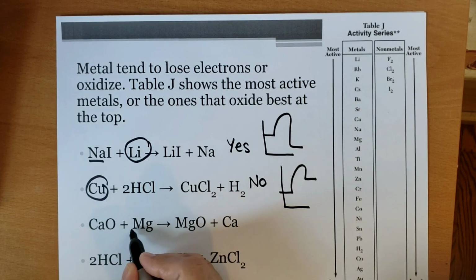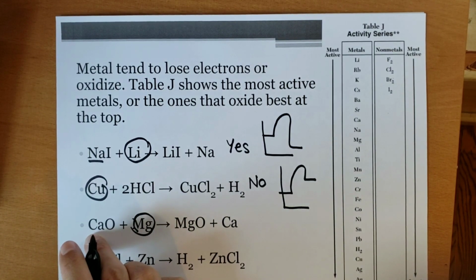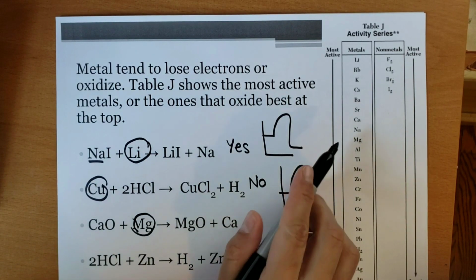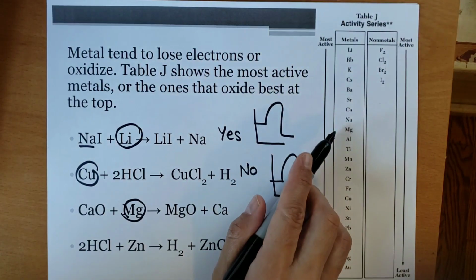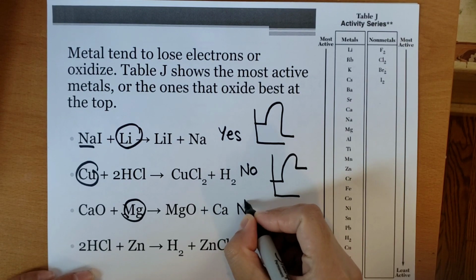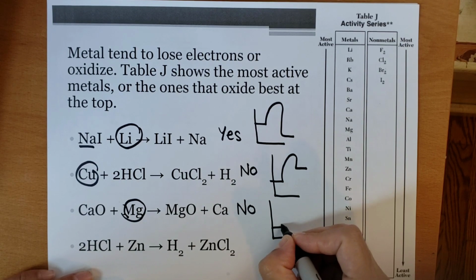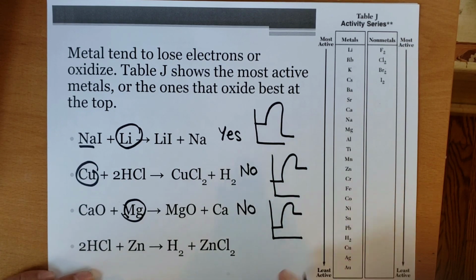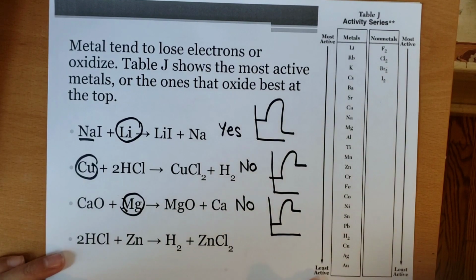Here, we need to compare the lone element magnesium with the paired element calcium. So here we find magnesium, and magnesium is less active than calcium. So this reaction, again, will not be spontaneous, and instead, it is endothermic, meaning you must add energy for it to happen.